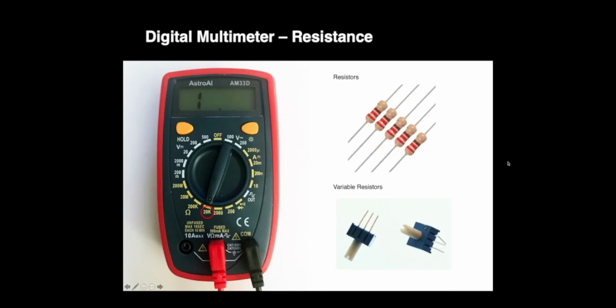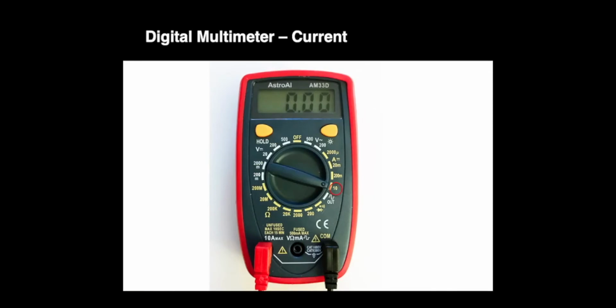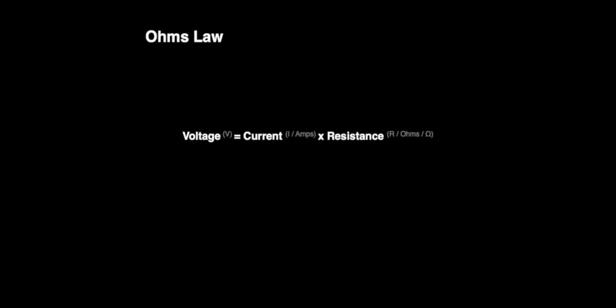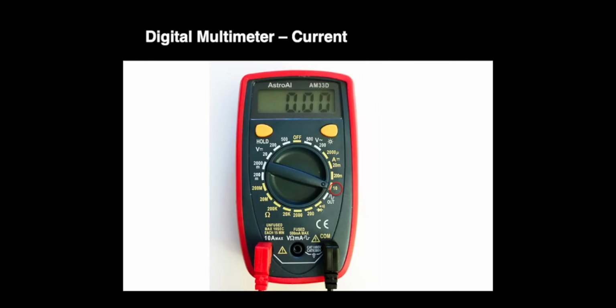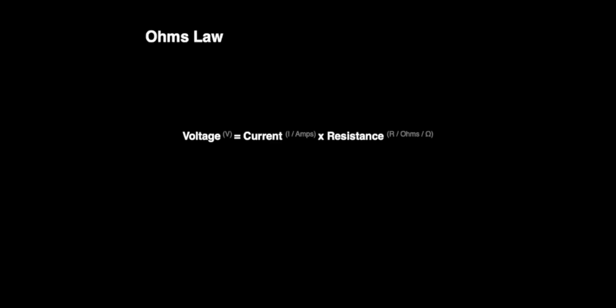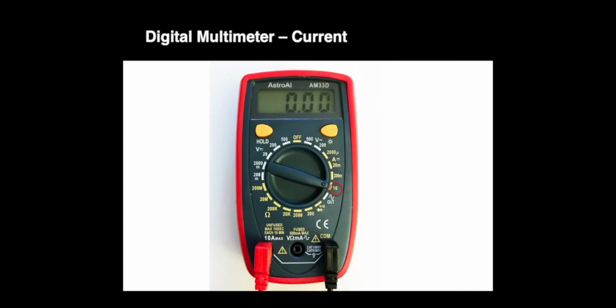All right, so for measuring current, you can turn it to the amperage setting over here, and that'll give you the amount of current coming from a voltage source. But we're not going to test that, because it could potentially fry your digital multimeter if too much current flows through it. So let's skip over that.